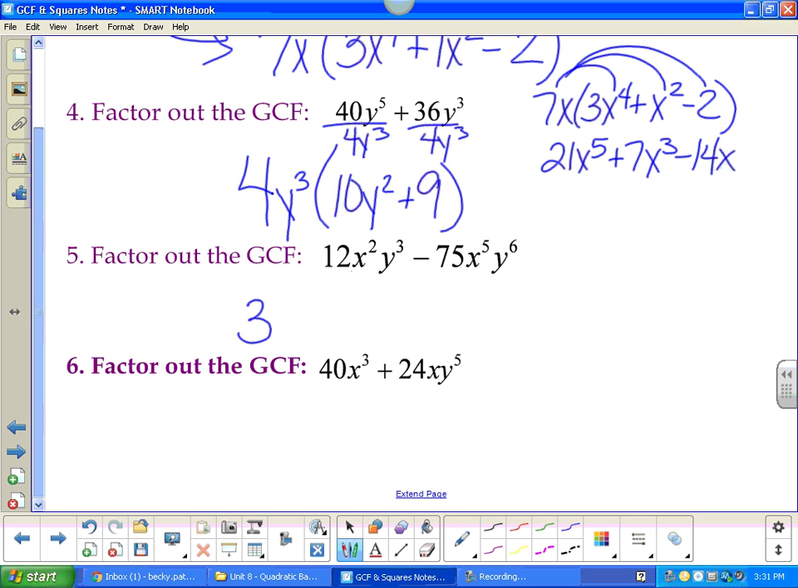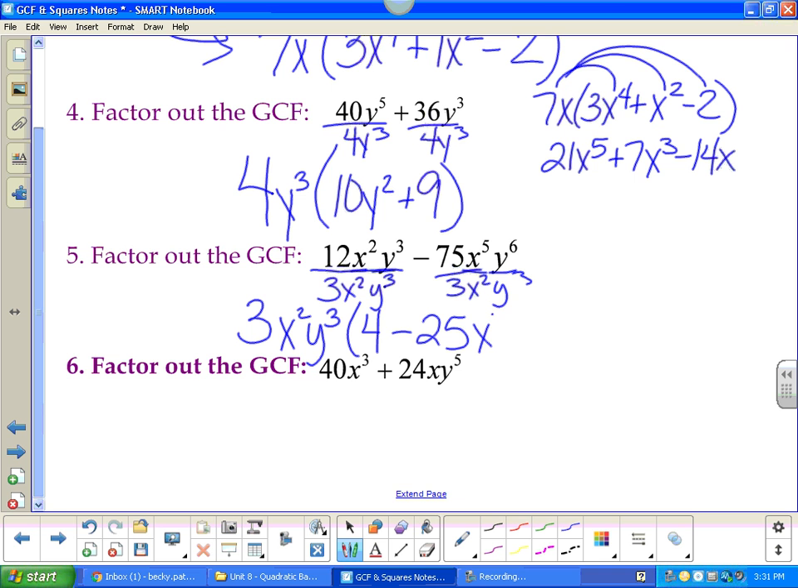X's, I have an x squared and an x to the 5th. So I'm going to take the smaller one out. Y to the 3rd and y to the 6th. So again, I'm going to take the smaller one out. So now I'm going to divide by this. So first term it's going to give me a 4. X's cancel and the y's cancel. And then that's going to give me 25 x to the 3rd, y to the 5th.